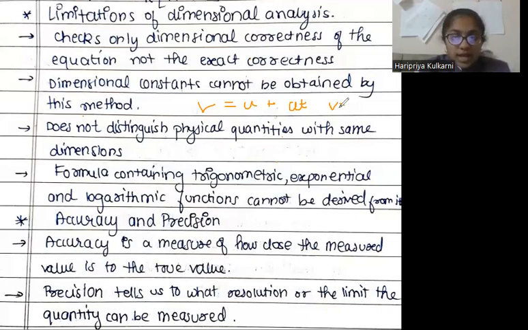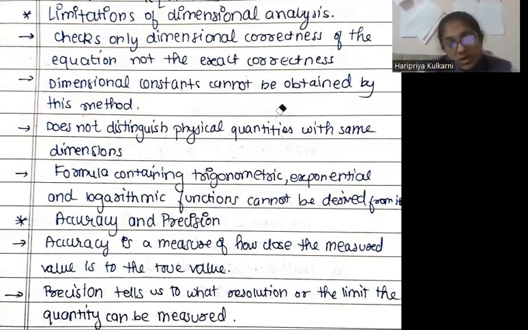Instead of this correct equation, if I write U is equal to V plus AT, which is wrong, such a formula does not exist. This is a wrong formula. But dimensional analysis will not tell us that the formula is wrong, or that the places of the dimensions have been exchanged. It will only tell us that the dimension of U is equal to the dimension of V, which is equal to the dimension of AT. It will not tell us the actual correctness of the equation.